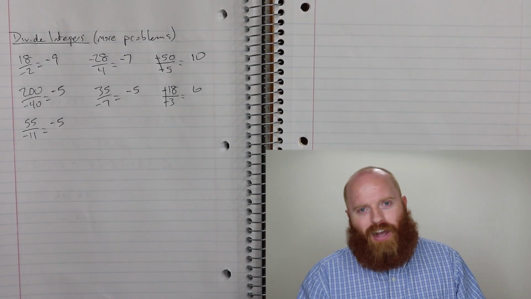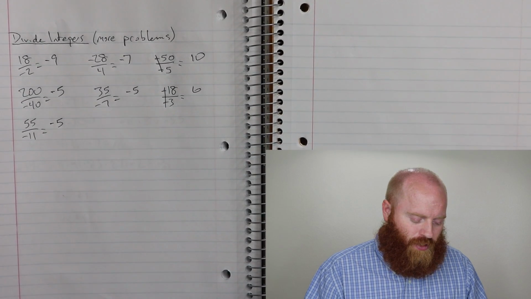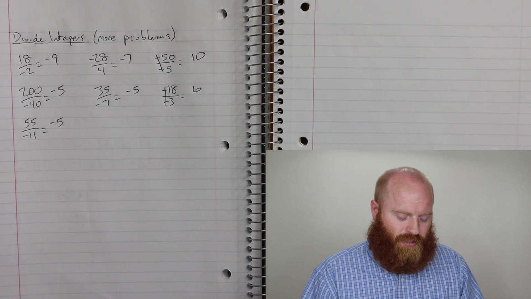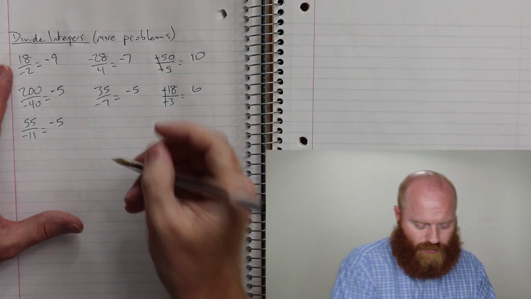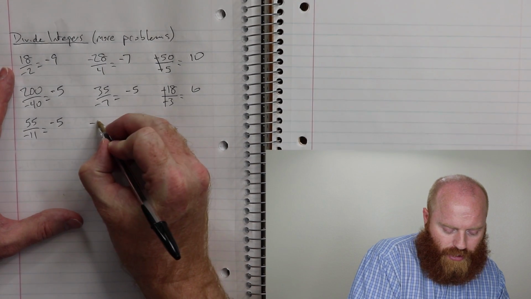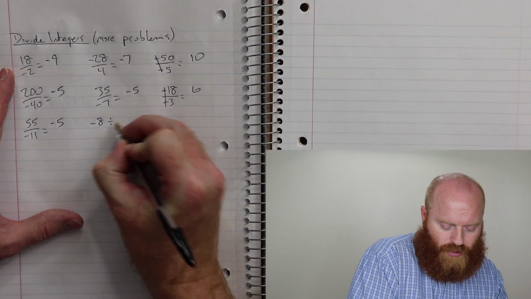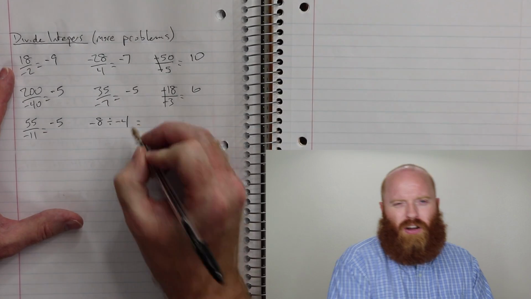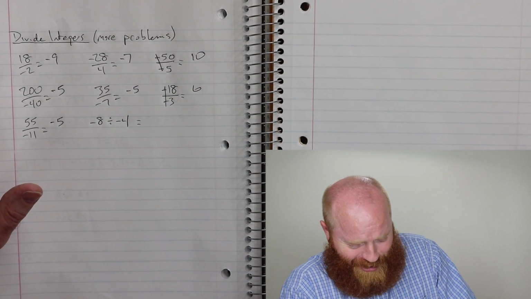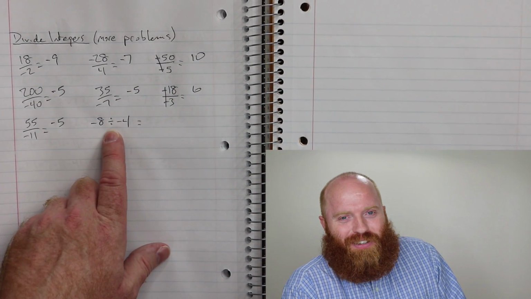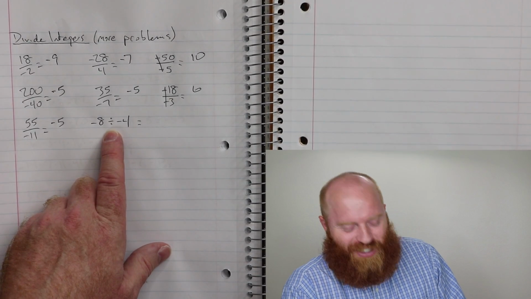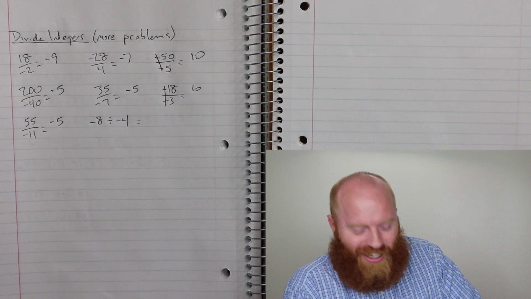Oh, I got a secret. I got one for you. Oh, goodness sakes. I'm glad I remembered this. Watch this. Negative 8 divided by negative 4. Gross. So gross. Nobody likes divide by signs. You know it and I know it.